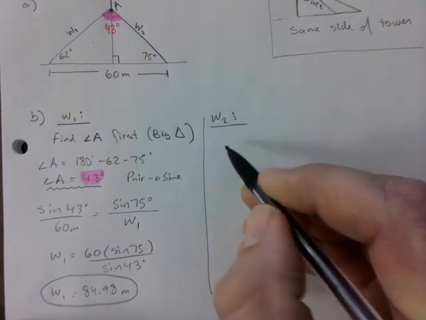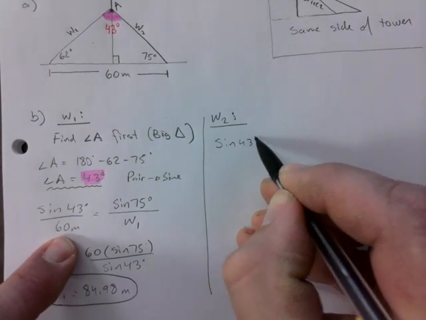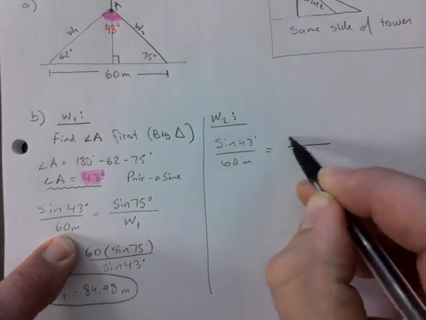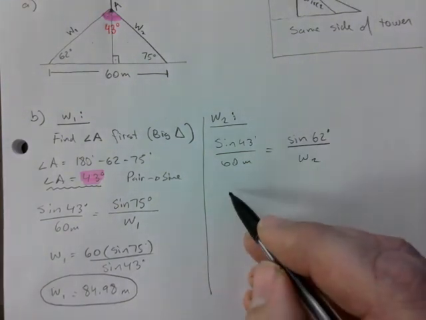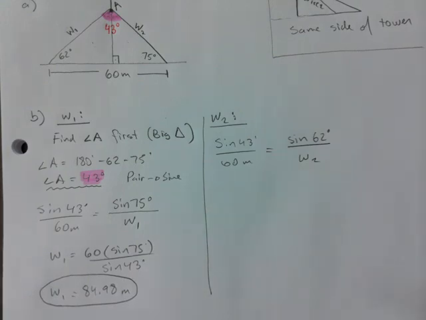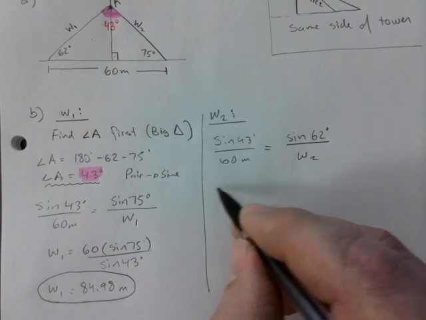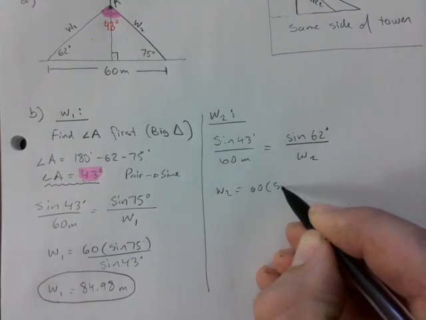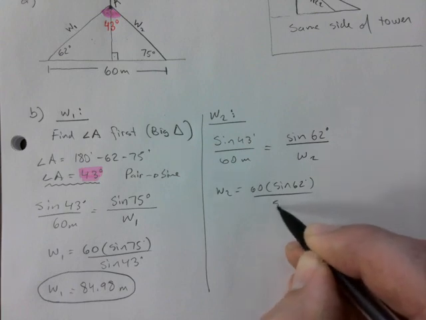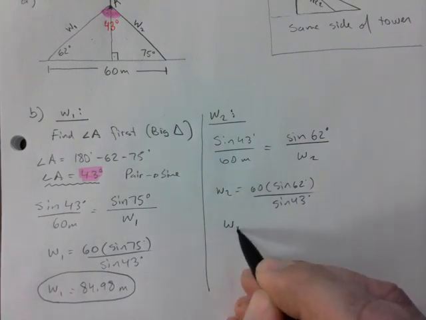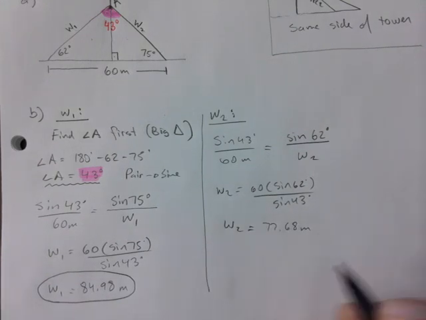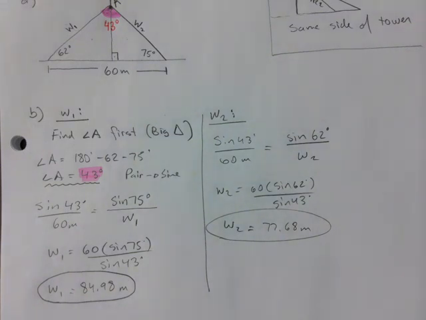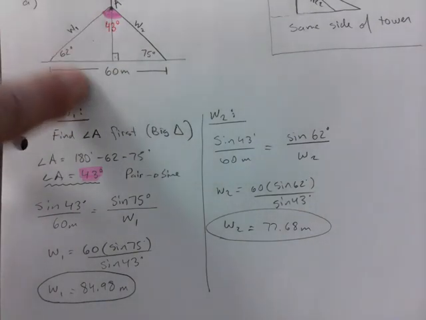W2. I'm going to start with the same pair. Sine of 62 degrees over W2. You can call it A and B, X, Y, whatever you want. It's okay. W2 is 60 times sine of 62, over sine of 43. W2 would be 77.68. And you notice that I'm going a little faster with this step because I have a strong feeling that is not the problem. The problem is going to be setting up, and so this part here is going to be the problem.